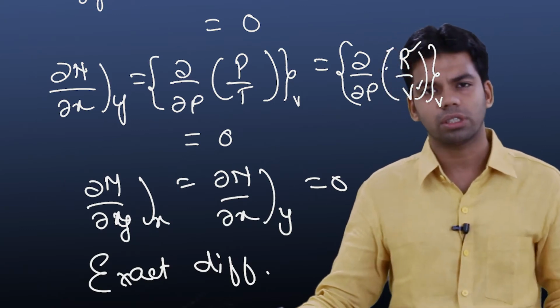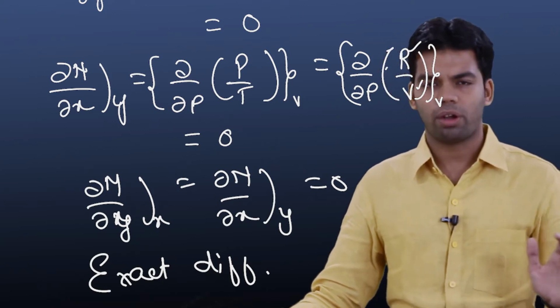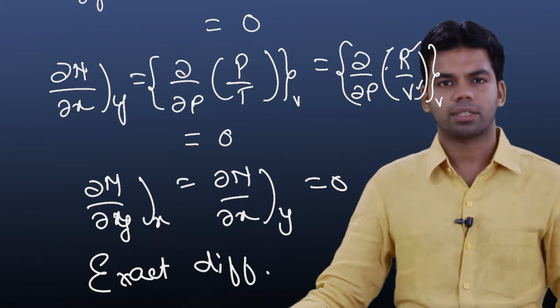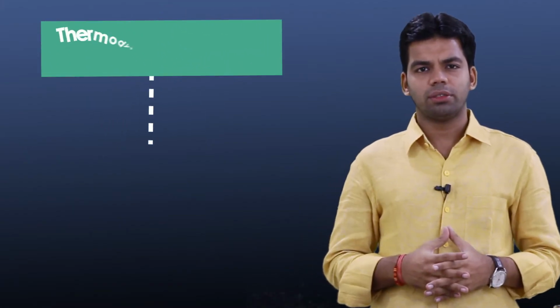So, this is how you can check. If you are having any function, you can check whether that function is a point function or a path function. Getting this or not? Now, coming to few more definitions.